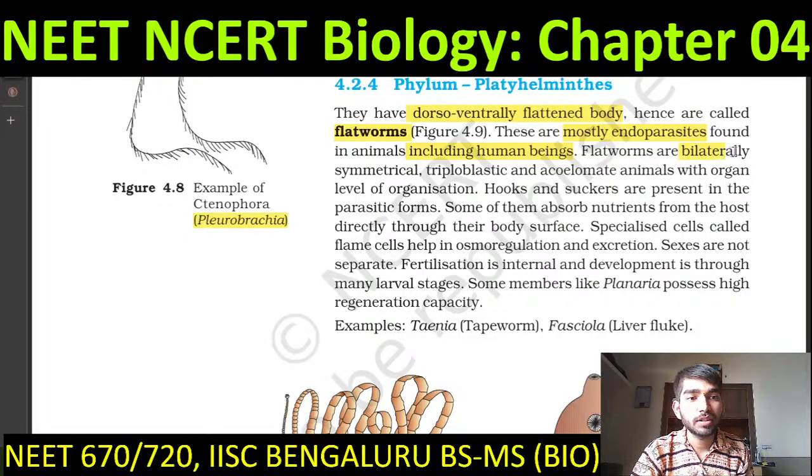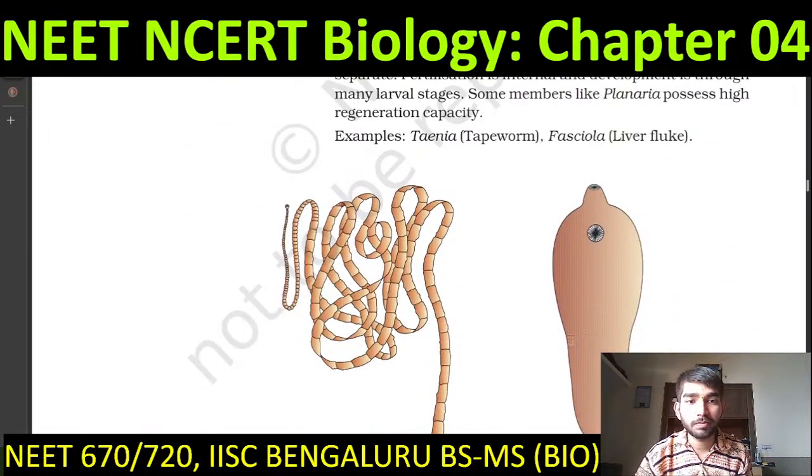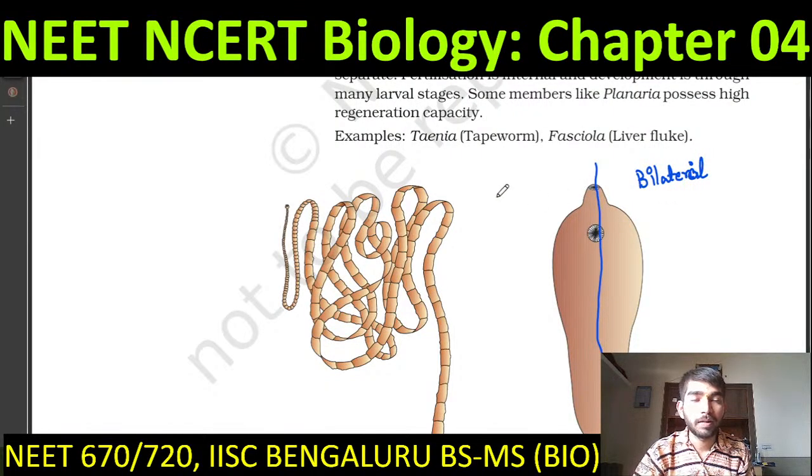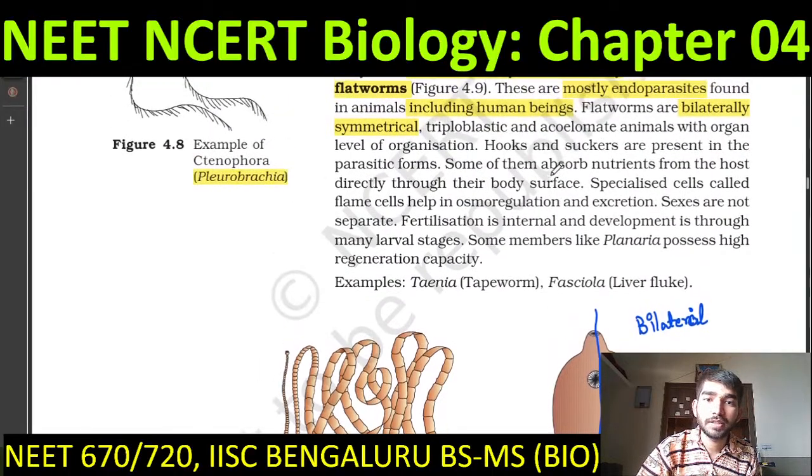Flatworms are bilaterally symmetrical. You can see why they are bilaterally symmetrical. You can draw a line through this central axis and they can be divided into two equal halves. So this is why they are bilaterally symmetrical.